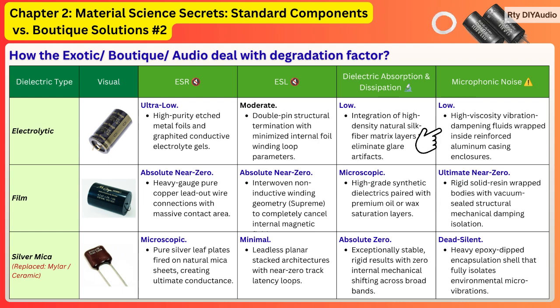Lastly, to neutralize structural microphonic noise, these elite boutique components are heavily armored with high-viscosity vibration-dampening fluids, solid resin-encapsulated bodies, and heavy epoxy-dipped outer shells. This locks internal mechanical shifting down to absolute silence, unlocking a pitch-black background contrast and unmatched stereo imaging focus. When you select a premium boutique solution, you are choosing intentional material engineering over standard mass production.